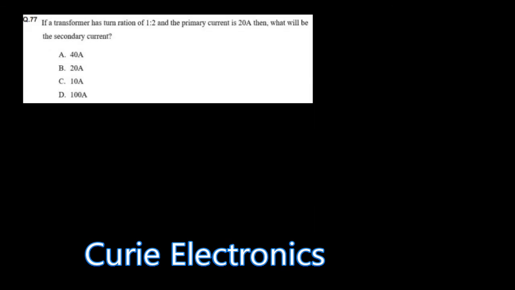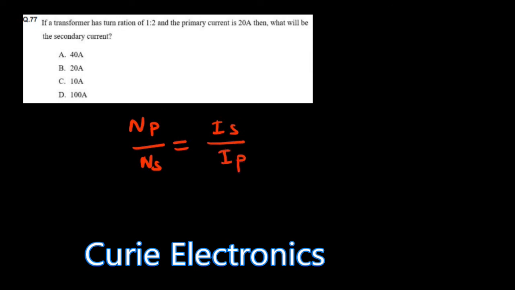Okay, let's go to the next question. If a transformer has turns ratio 1:2 and the primary current is 20 amps, then what will be the secondary current? What has he given? The turns ratio. So 1:2, we'll write it as NP upon NS equal to, and the current we will write in reverse, I secondary upon IP.